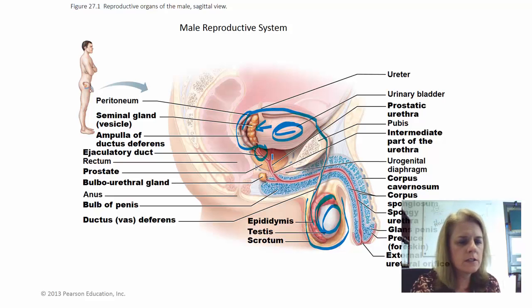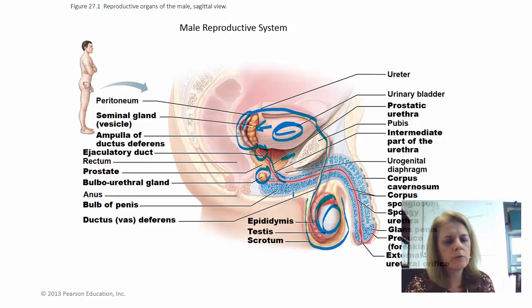All right, then it's going to go through the prostate. This yellow organ here is the prostate. It's going to pass through the prostate, because you've got your prostatic urethra entering into your membranous or intermediate urethra. And then you've got this little gland here called the bulbourethral gland.